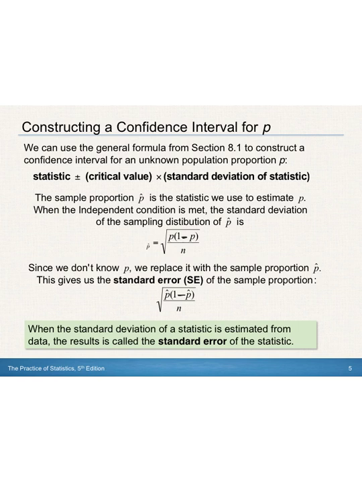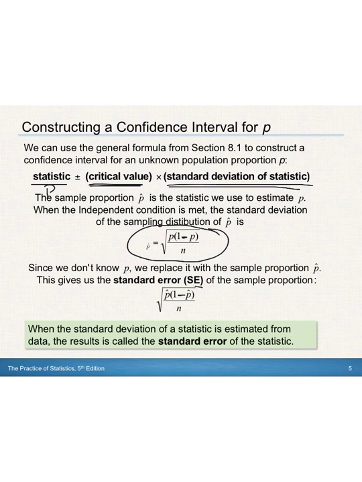So we can use the general formula from section 8.1 to construct a confidence interval when we are looking to make inferences about the population proportion P. And so our statistic in this case is going to be the proportion. Our critical value is the z-score that aligns with the confidence level we're interested in, and then the standard deviation of the statistic. Well, here's our standard deviation of a proportion from the population.